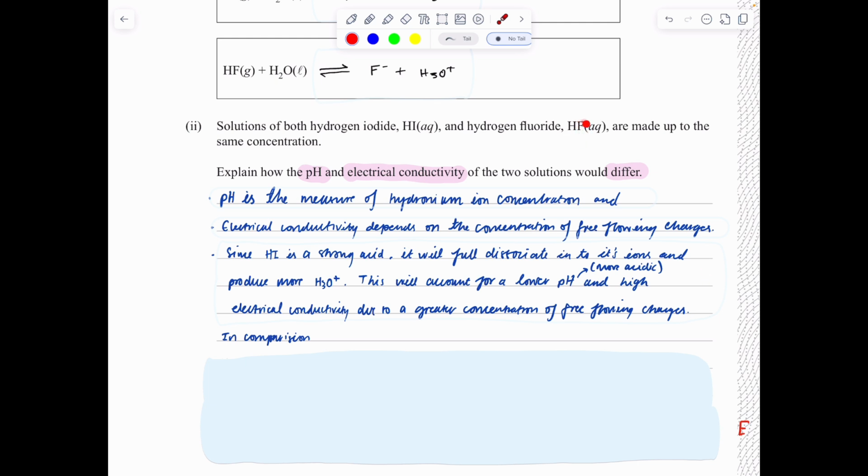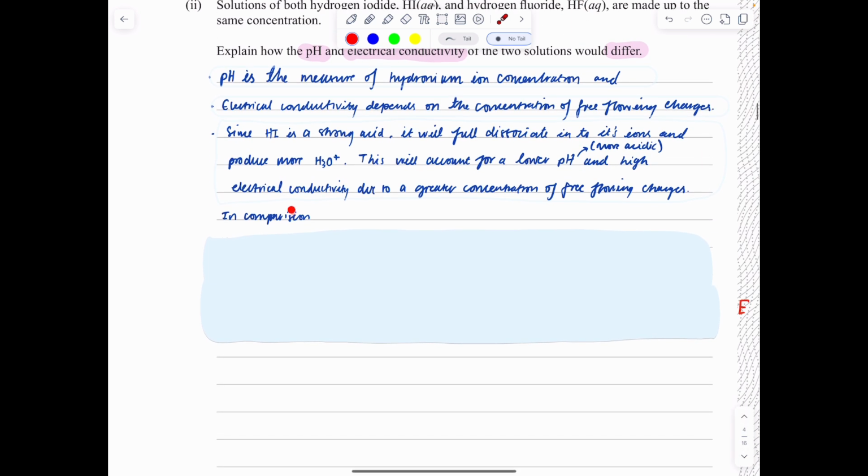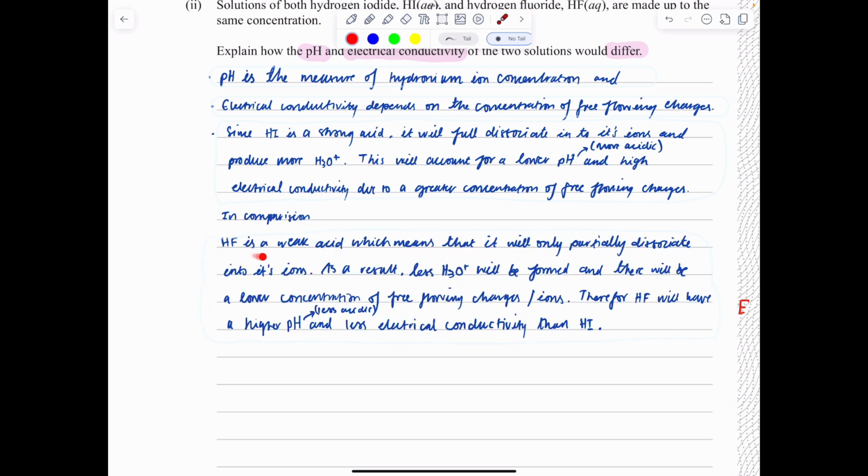Now, it's a compare and contrast, remember, so I'm comparing with HF. So in comparison, HF is a weak acid, which means that it will only partially dissociate into its ions.